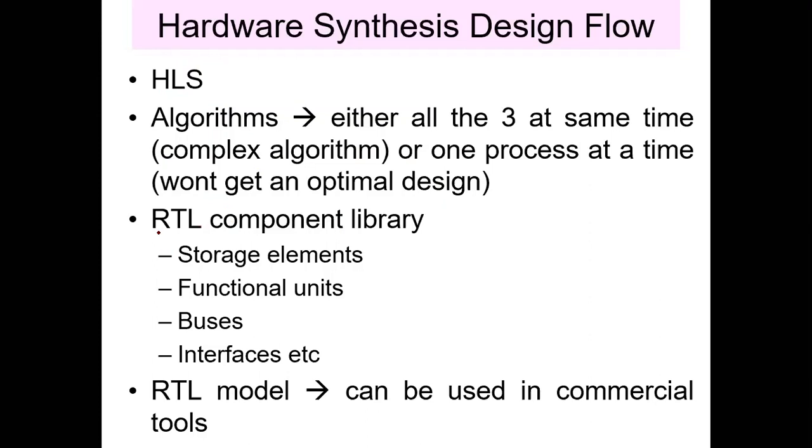Then the RTL component library. From the RTL component library, we are selecting the corresponding components for the allocation. We need the corresponding RTL models, right? So from the component library, we are selecting the components. The library will have RTL components, storage element components, functional units, buses, interfaces, etc. available. From there, we select the different RTL components needed for our design.